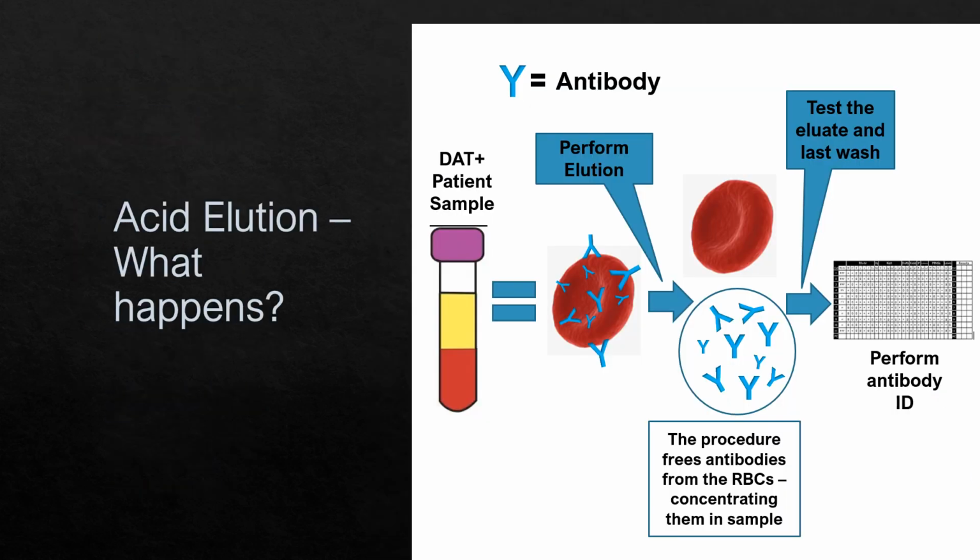So what happens during an elution? You have antibodies coating some RBCs, and you're basically just eluting those antibodies off of the RBC so that they are available to test to determine what those antibodies are.